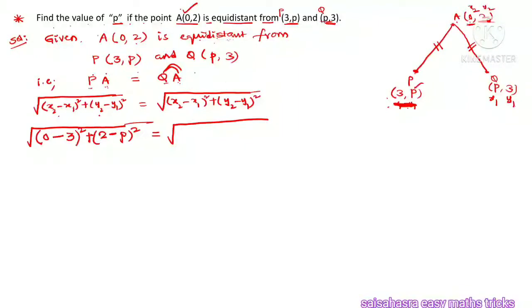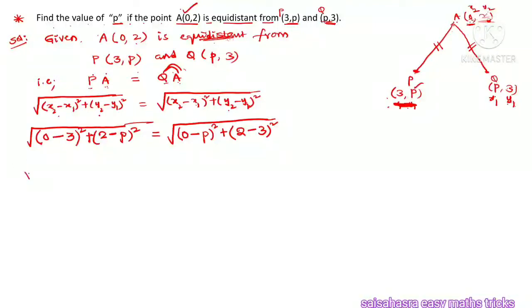So we have to think about, when we are finding QA, we should think about these 2 points only. Bracket open, x2 is 0 minus x1 is P, 0 minus P whole square plus y2 is 2 minus y1 is 3 whole square. So we have applied the distance formula on both sides because of equidistance. So P to A distance is how much? Q to A distance is also that much.